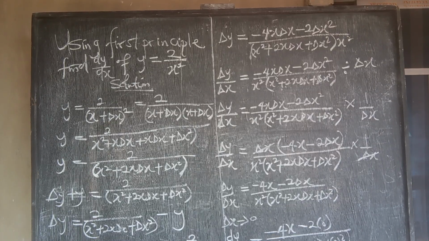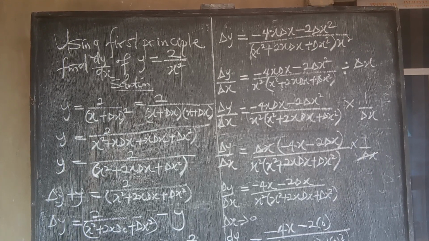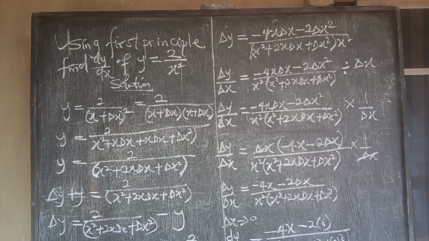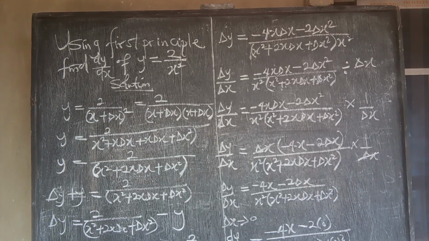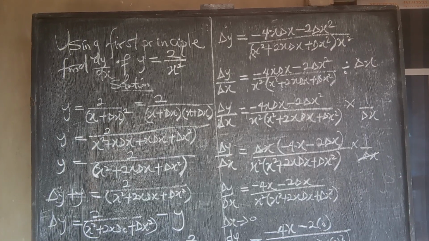Now, therefore, we have minus 4s minus 2 times 0, which will be 0, everything all over s square into s square plus 2s times 0 plus 0 square. All of this becomes minus 4s everything all over s square multiplied by s square.